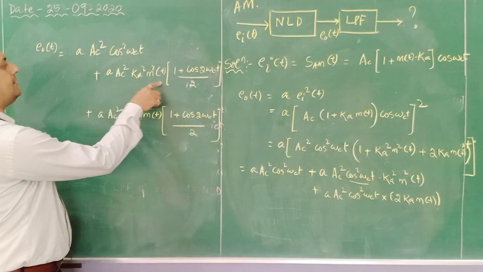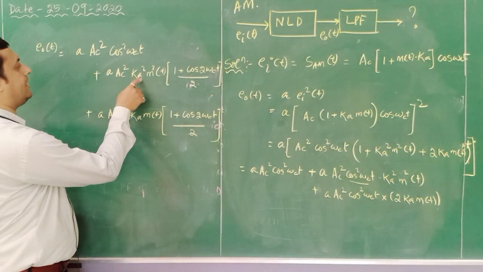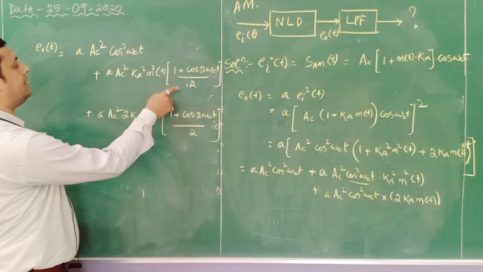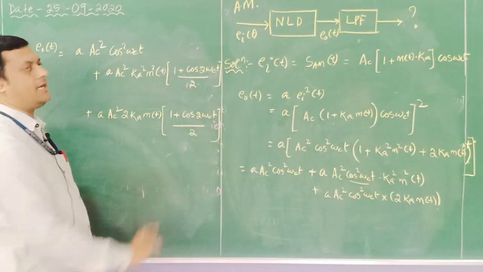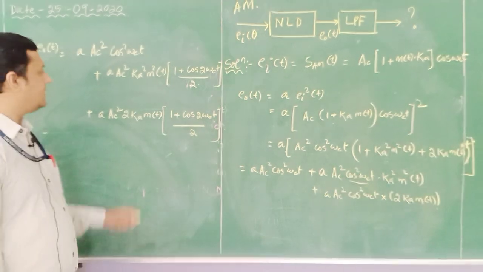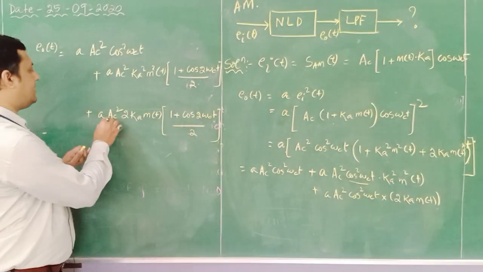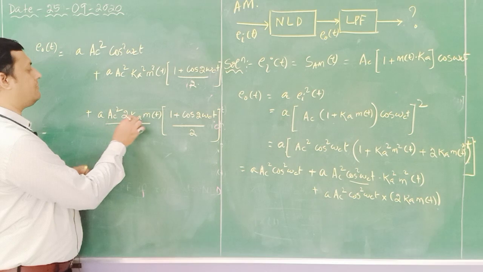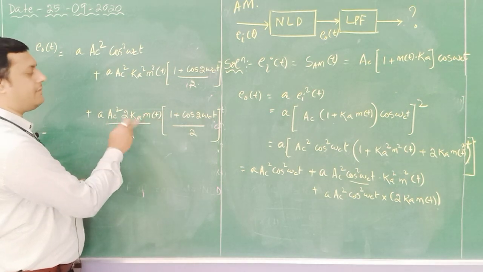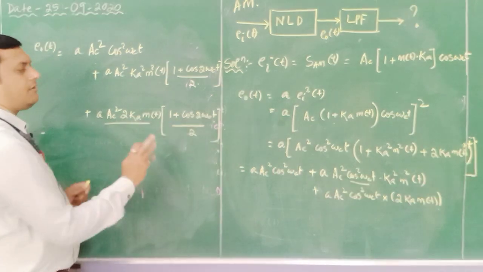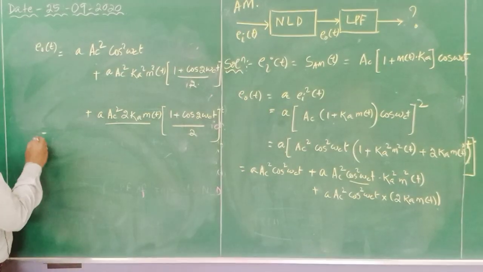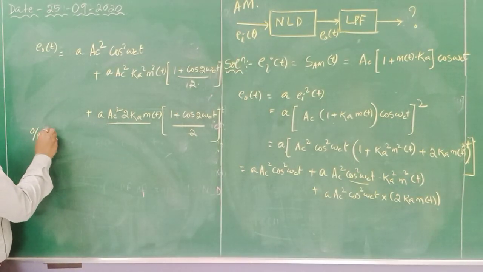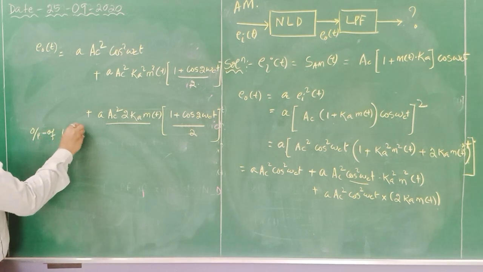Similarly here A into AC square K square M square of T divided by 2, one component is available and one harmonic component is available. Similarly, for this component also A into AC square 2K M of T divided by 2, one component, and the harmonic component is another component. Now when this E naught of T is passed through an LPF, so output of LPF.